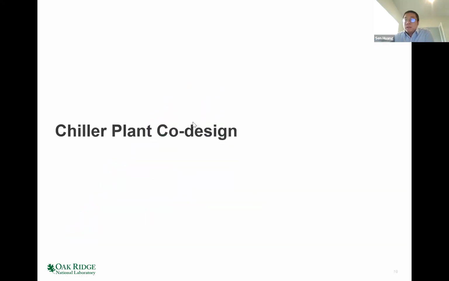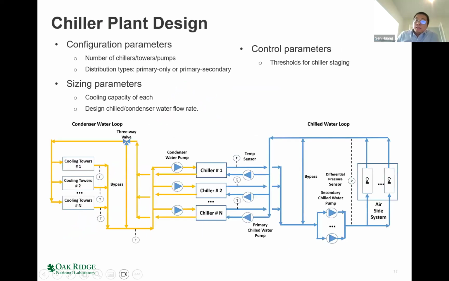The first one is the chiller plant co-design. As we know, for the chiller plant system, there are a bunch of parameters we have to consider in the design process. I basically categorize them into three groups. First we have the so-called configuration parameters. That means, for example, how many chillers we should have in this system, and for the water side, do we have a primary-only system or a primary-secondary system? And then the second category of parameters is called sizing. So basically, when we have chiller one or chiller two, what will be the design cooling capacity?